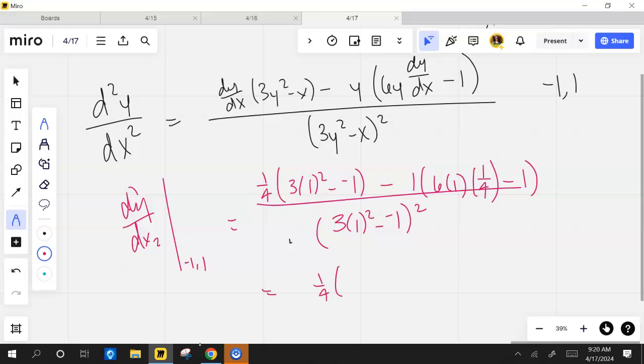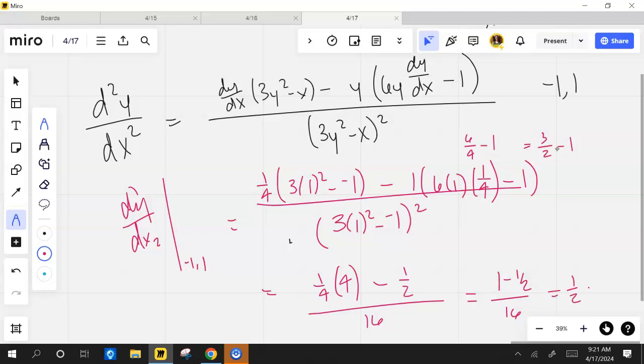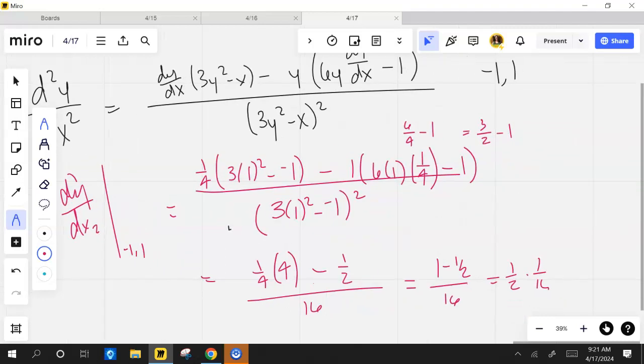1/4 times 3 minus negative 1 is 4. That was nice. 6/4 minus 1, which would be 3/2 minus 1, which is a half, right? Over 4 squared, which is 16. So 1 minus a half divided by 16, which is a half times 1 over 16, which is 1 over 36. All right, you got 2 points for implicit differentiation.